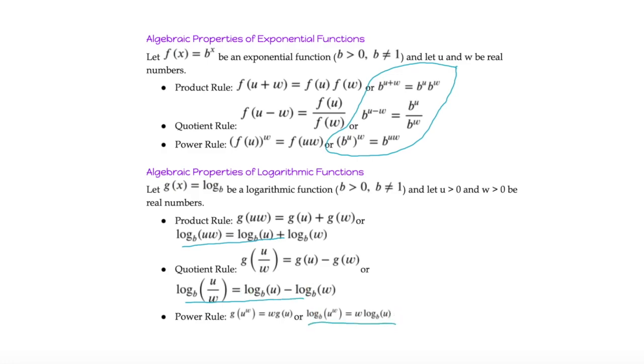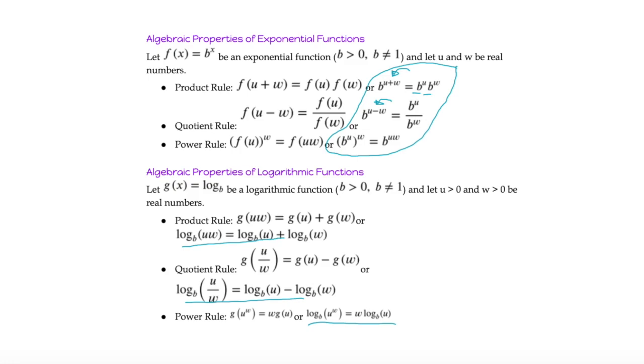The product rule with exponential functions says, and you've been doing this already, that if you have the same base and you're multiplying, we actually add the exponents together to combine into one. If we have the same base, we subtract the exponents when we are dividing. And if we have a power to a power, we multiply those powers together. Those are properties you've already been using. We're just giving them a name when we're working with exponential functions in general.